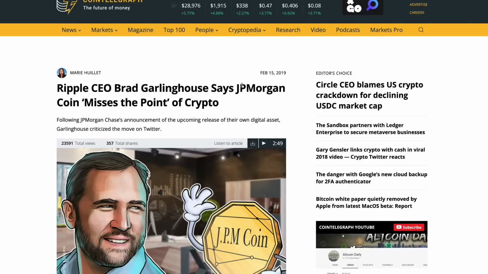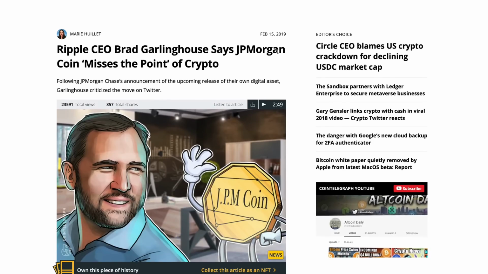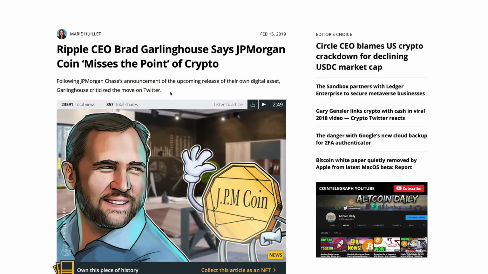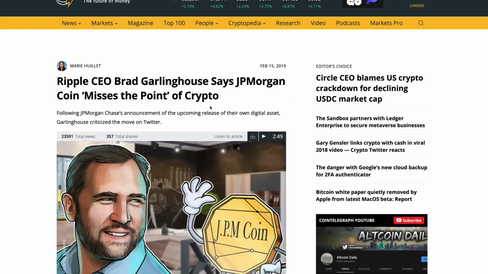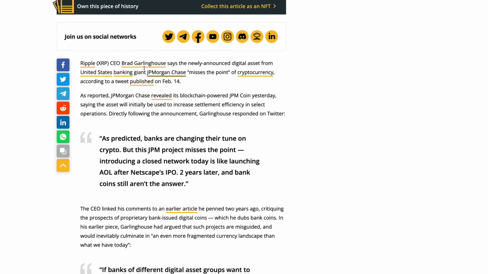And so then we know by 2019, JP Morgan did try to come up with their own digital asset. Brad Garlinghouse did come out and criticize that publicly. This, again, an older article from February of 2019. Brad Garlinghouse says the newly announced digital asset from JP Morgan misses the point of a cryptocurrency. I believe he did mention that it was redundant. He was talking about JPM coin.